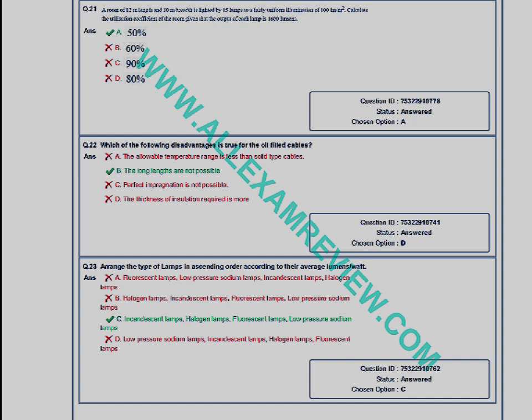Question 22. Which of the following disadvantage is true for the oil filled cables? The long length are not possible. Is disadvantage. Okay.